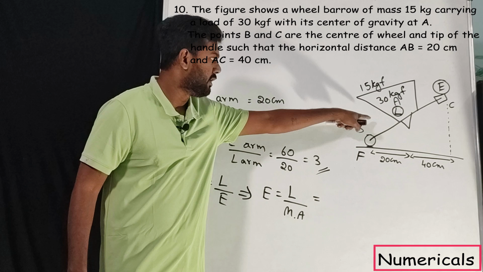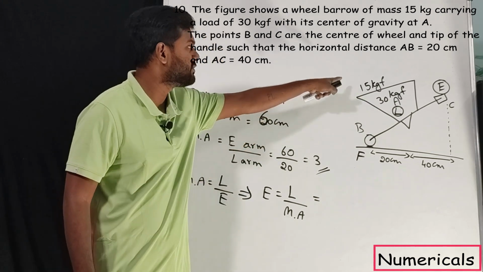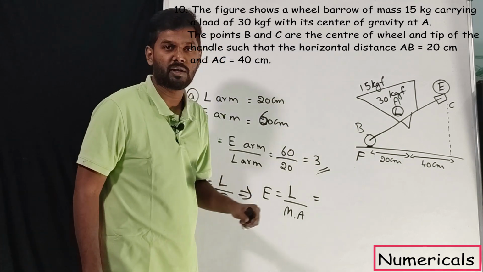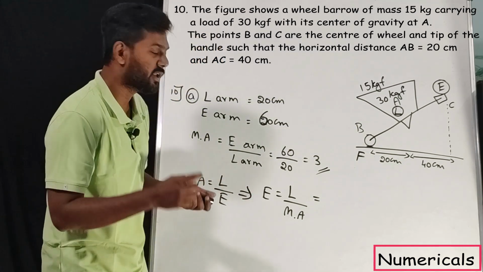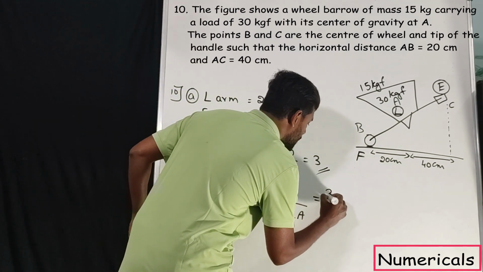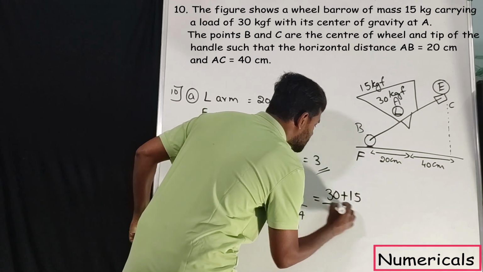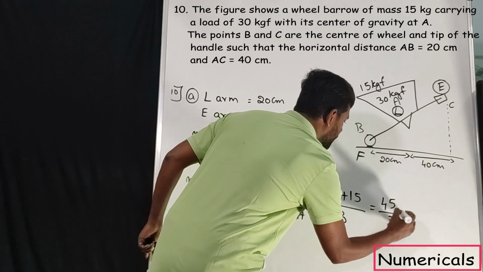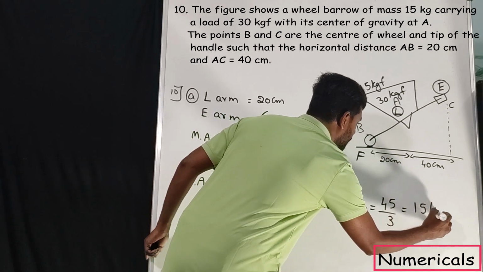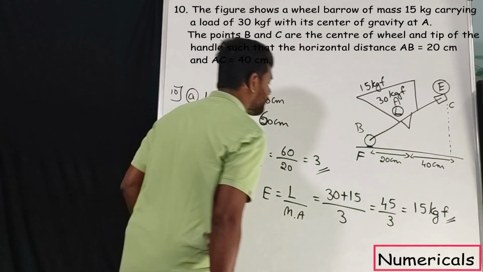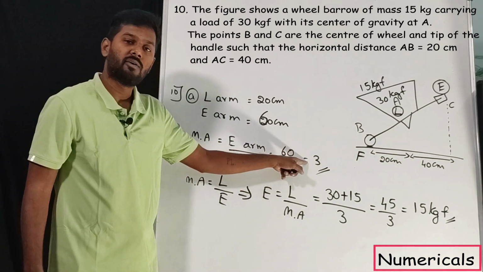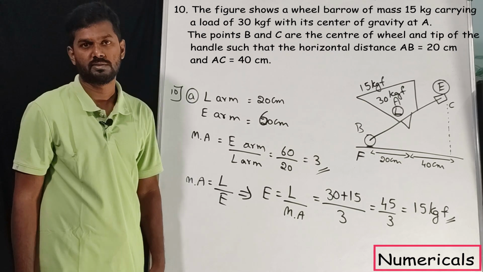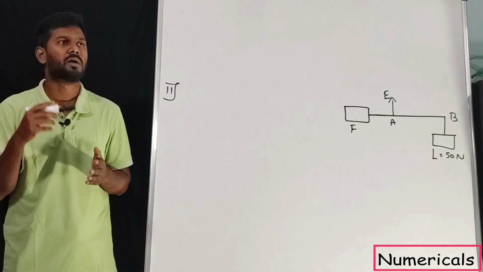In the same way, here the weight of the wheelbarrow is 15 kg and you are carrying 30 kg. So the complete weight you are carrying is 45 kg. So this will be 30 plus 15 kg divided by 3. That is nothing but 45 divided by 3. That will be 15 kg. See, if you know the meaning of mechanical advantage, okay, easily you can calculate all these things. Okay, that's it.